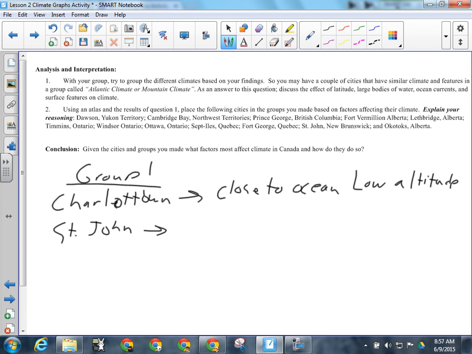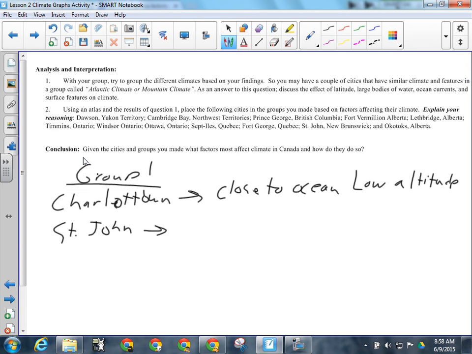Everyone follow? Okay. Once we've established that, then you can name those groups an appropriate name, like I might call that Atlantic climate, because they're all over there. And I might give a quick description of the main factors affecting cities in the Atlantic climate region: proximity to ocean, low altitude, and so on. That's what you guys have to do for the procedure and analysis today. Make those groups up. Give me explanations as to why those things go together.